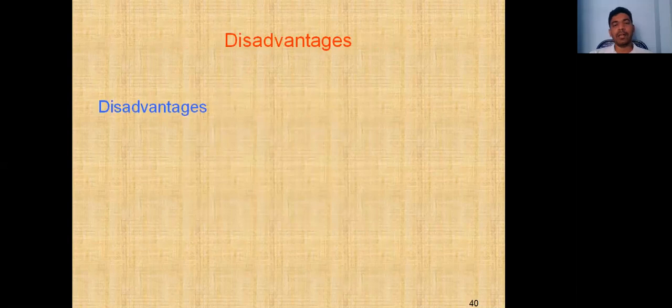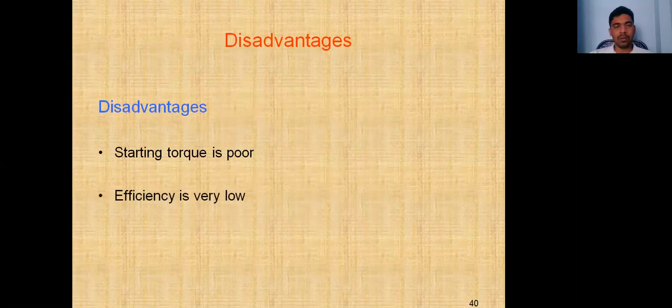Coming to the disadvantages, starting torque is poor, efficiency is very low, very limited overload capacity.